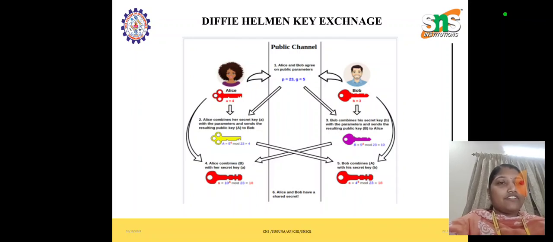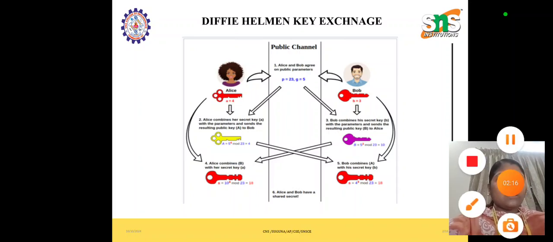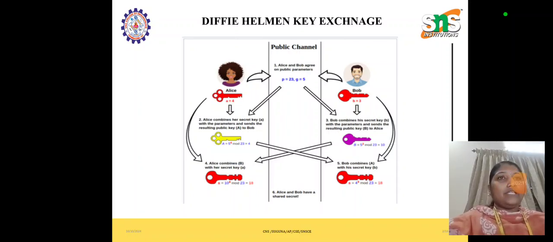So what happens after sharing their own public keys with each other? With the help of Bob's public key, Alice will compute a secret key. In the same way, with the help of Alice's public key, Bob will generate a secret key. So both secret keys generated by Alice and Bob will be the same. With the generated secret key, Alice and Bob will do their own encryption and decryption process without sharing that secret key on the network. So this is the main part of the Diffie-Hellman key exchange.